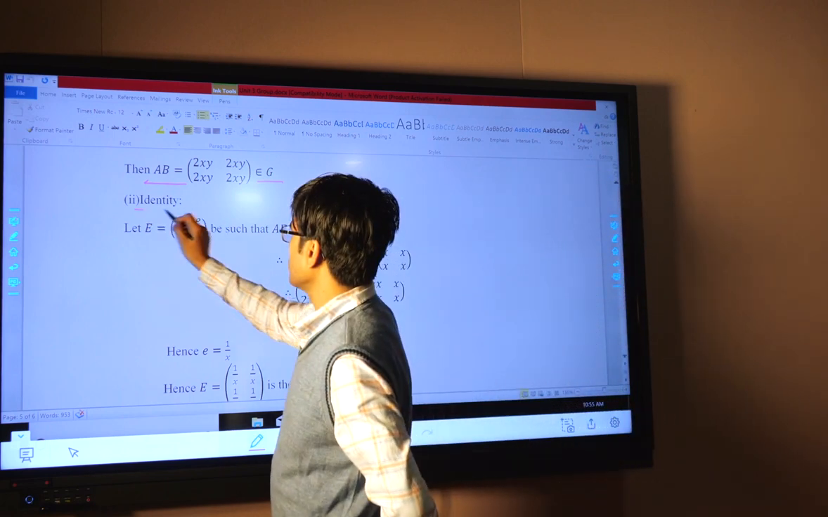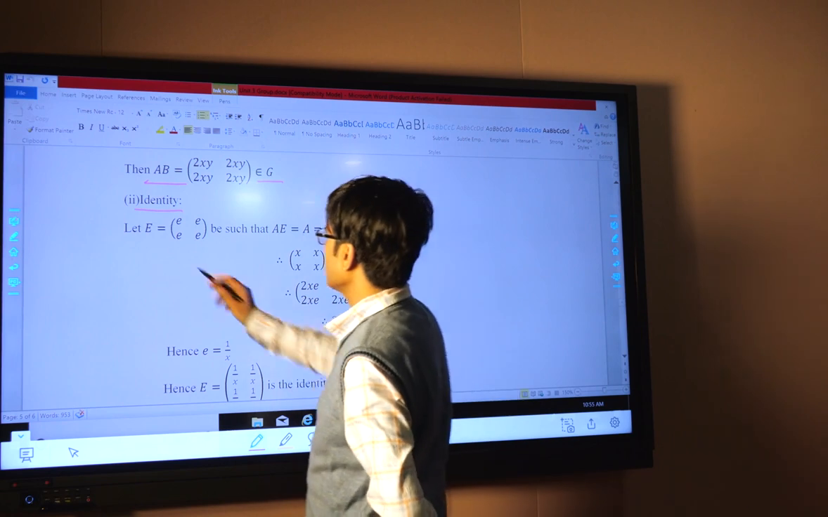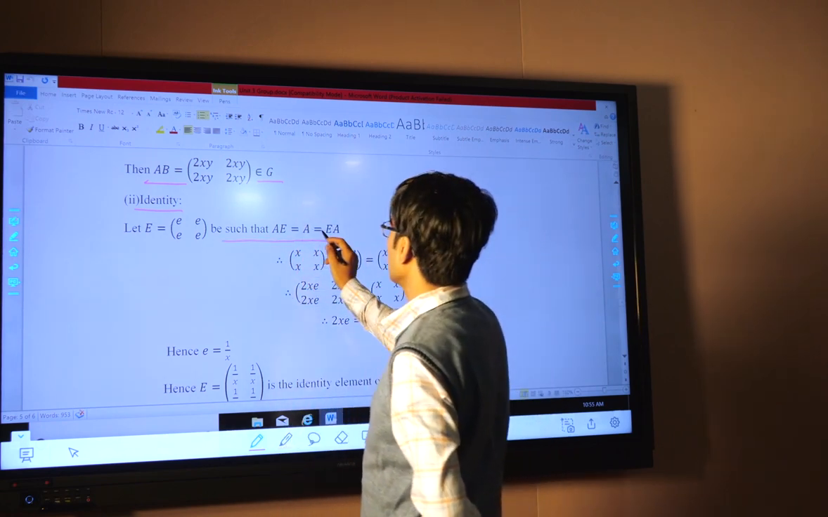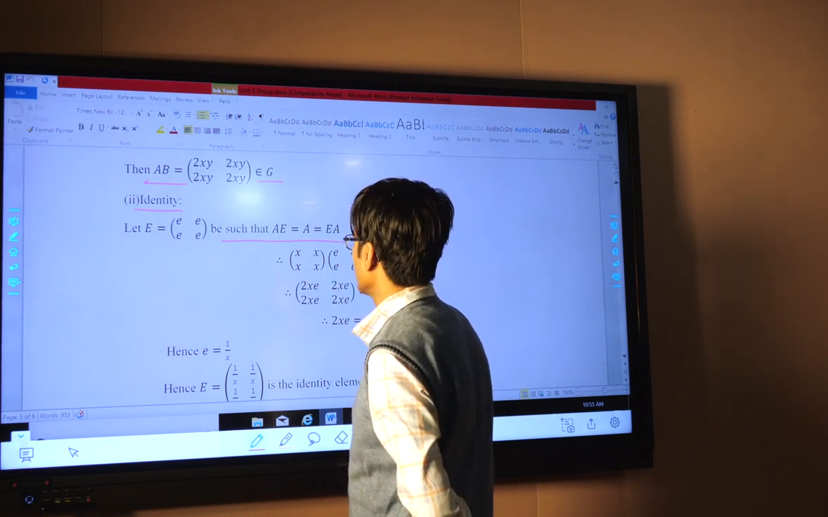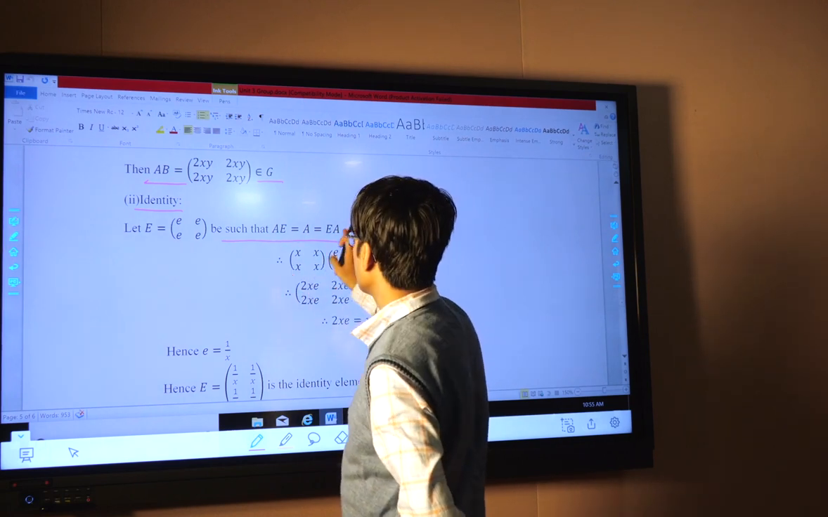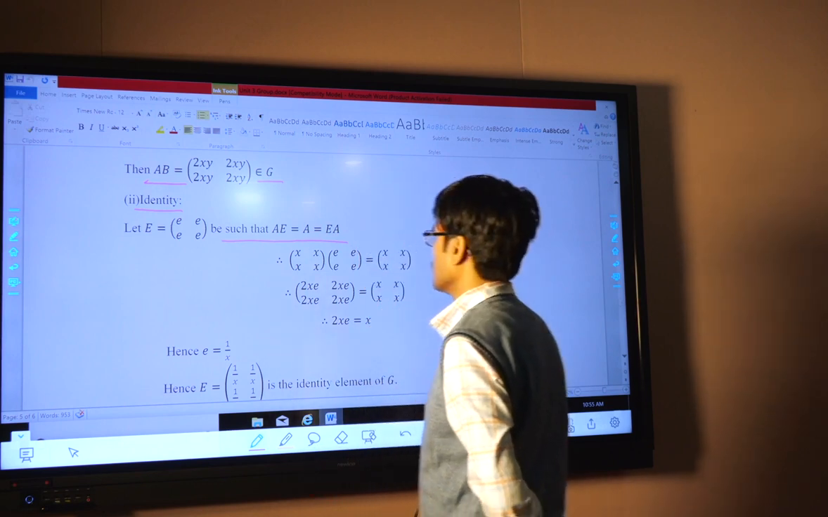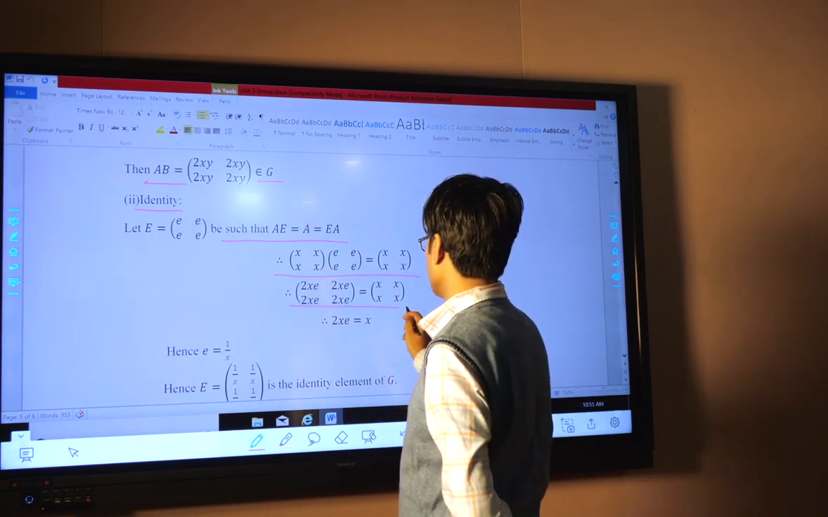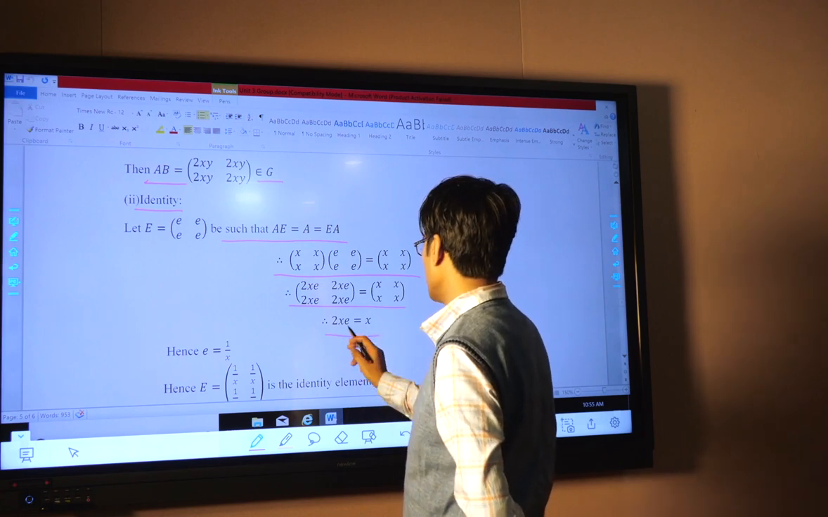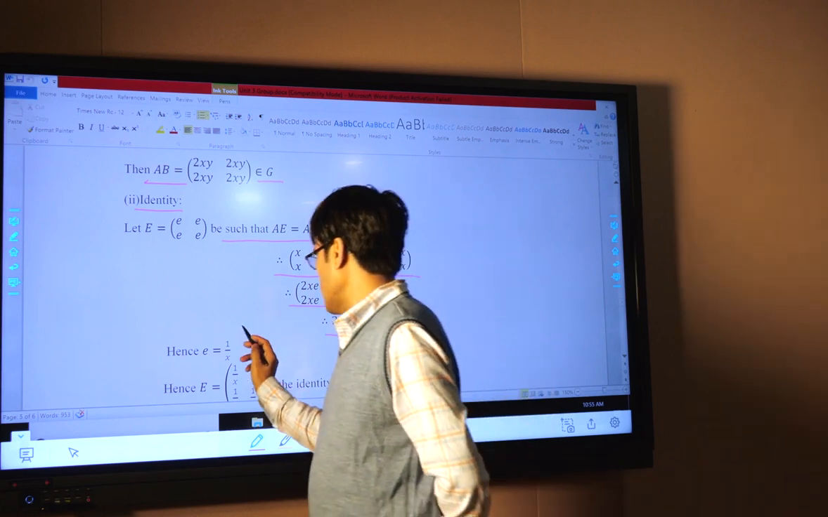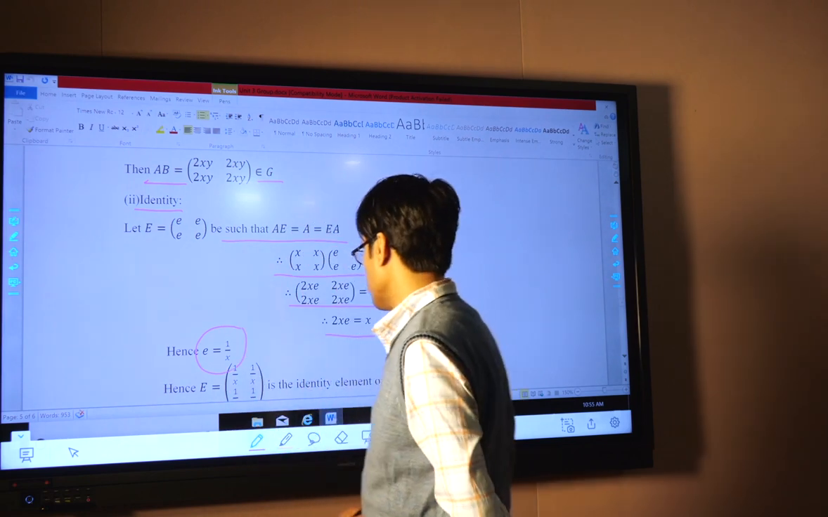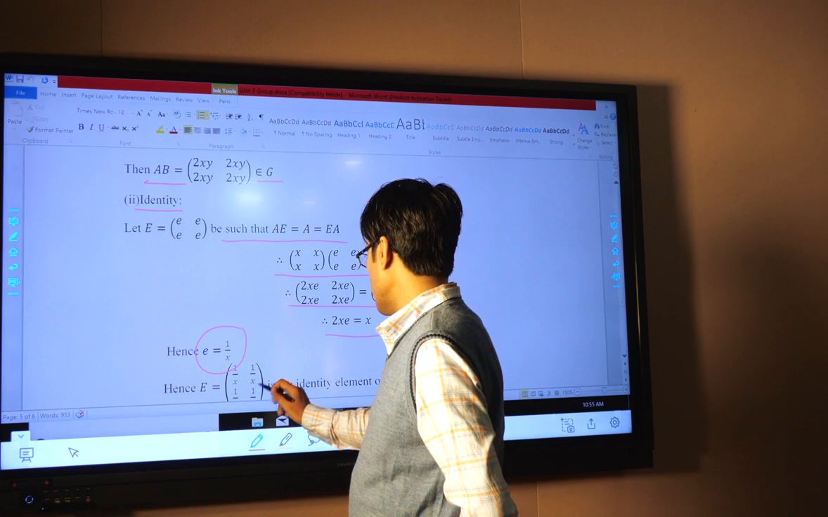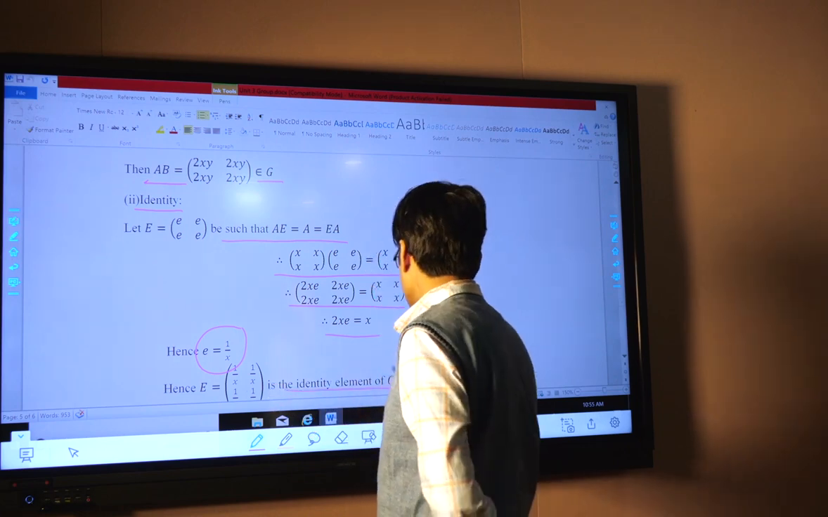Then identity. So we consider E to be the identity, where AE is equal to A is equal to EA. For existence of identity, we have these conditions. After simplifying this condition, we get 2xy, 2x is equal to x. So the identity element is 1 by 2x. Therefore, E with entries 1 by 2x is the identity element of G.